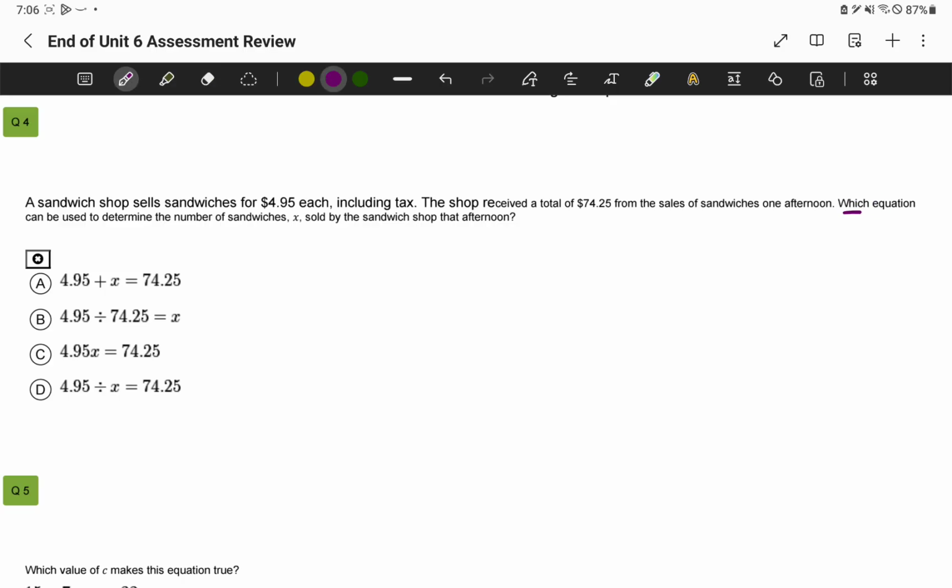So it's asking us to write an equation that can be used to determine the sandwiches sold. Okay. So they receive a total of that amount of money. So that means it equals $74.25.